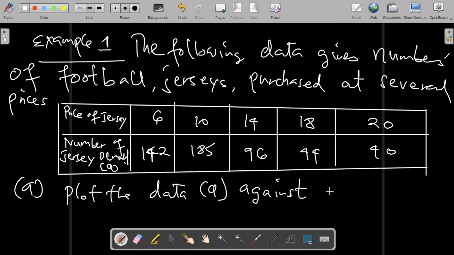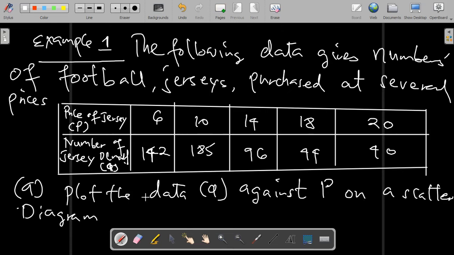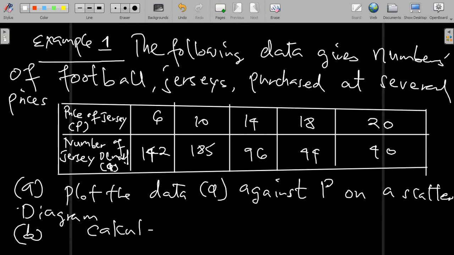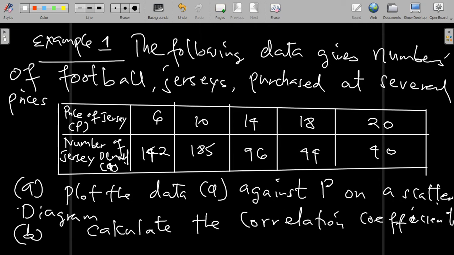You are required through the question to plot the data Q against P on a scatter plot diagram, whereby Q is what we refer to as the number of jerseys and P the price of jerseys. Part B is to calculate the correlation coefficient. So the price of jerseys is P and the number of jerseys is Q.